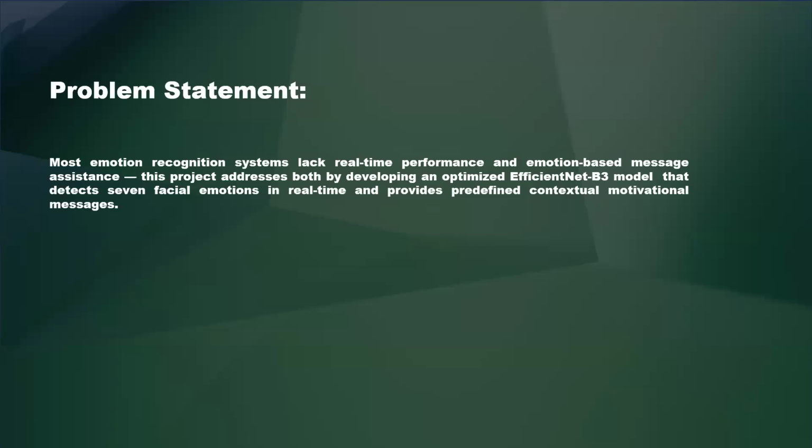So next, moving on to the problem statement. Most emotion recognition systems lack real-time performance and emotion-based message assistance. So this project addresses both by developing an optimized EfficientNet B3 model that detects 7 distinct facial emotions in real time and provides predefined contextual motivational messages.